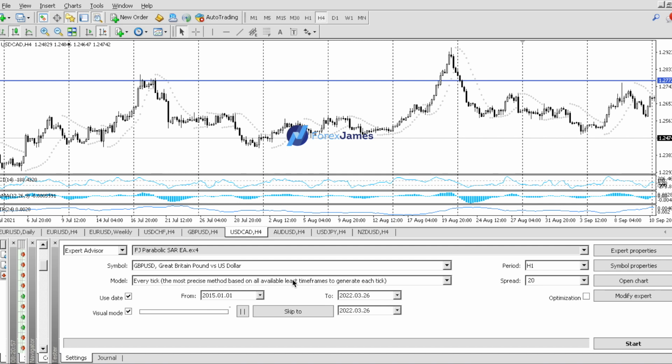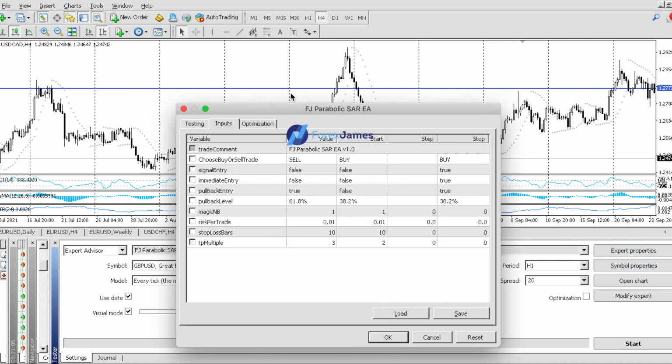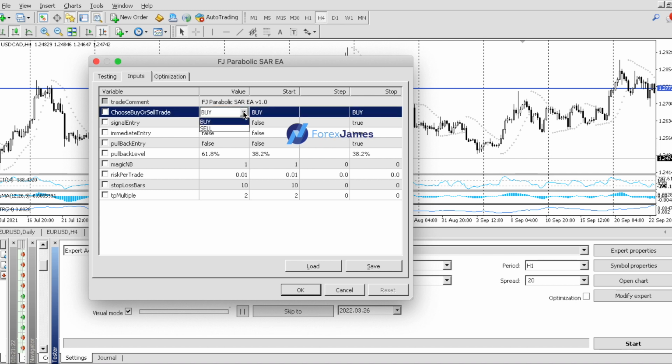So this is the strategy tester. It's meant for back testing purposes. And as you pull the EA, it comes with these settings here. And I'm going to walk you through, guys, and explain to you what they are and how you can use them. So the first thing you do is to decide whether you should be looking for buys or sells.